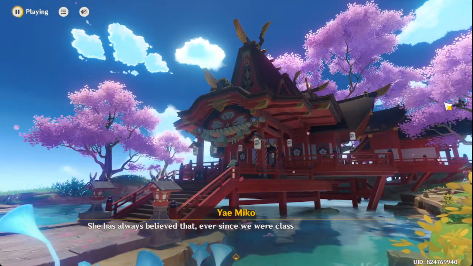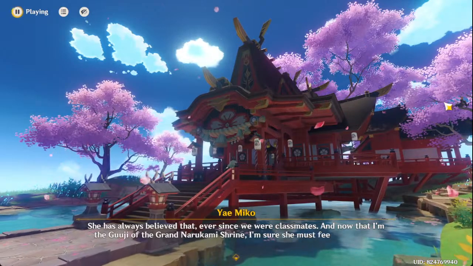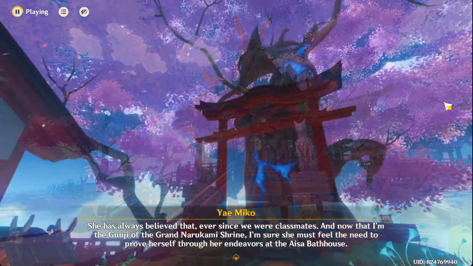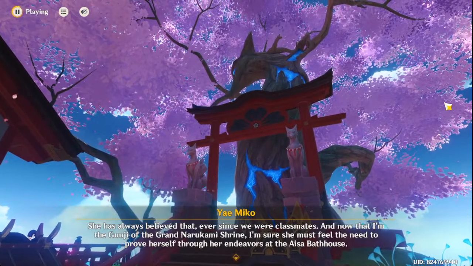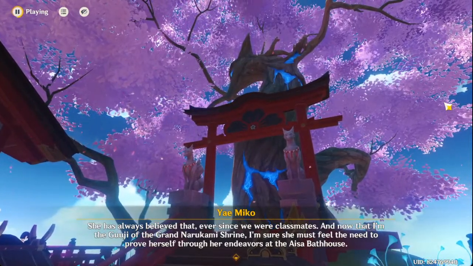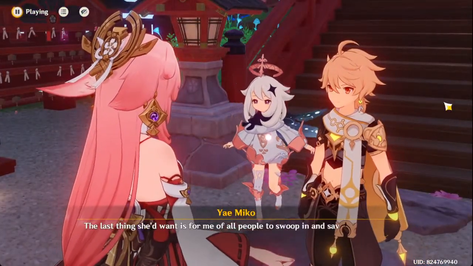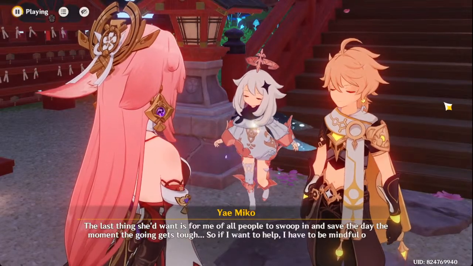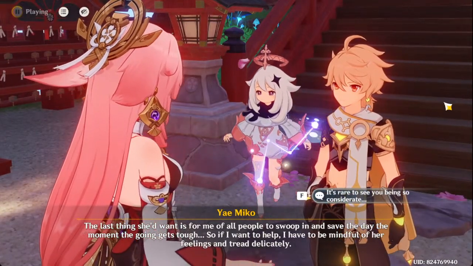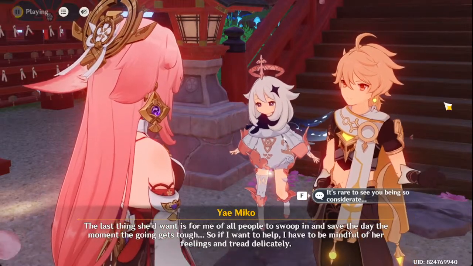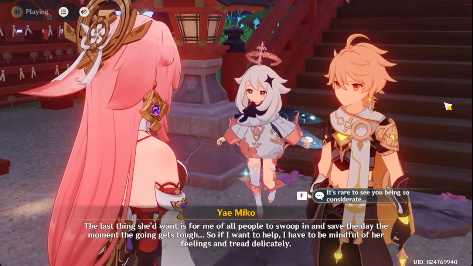She has always believed that, ever since we were classmates. And now that I'm the Guji of the Grand Narukami Shrine, I'm sure she must feel the need to prove herself through her endeavors at the Isa bathhouse. The last thing she'd want is for me, of all people, to swoop in and save the day the moment the going gets tough. So if I want to help, I have to be mindful of her feelings and tread delicately.